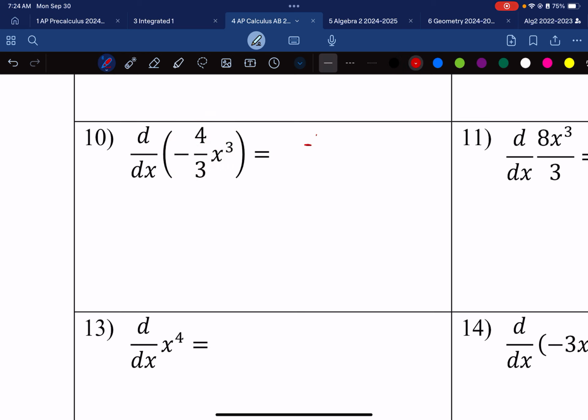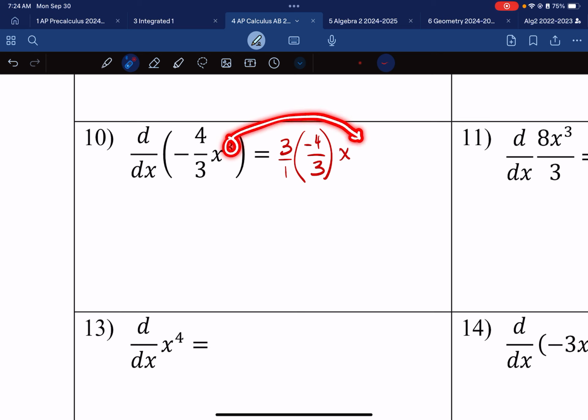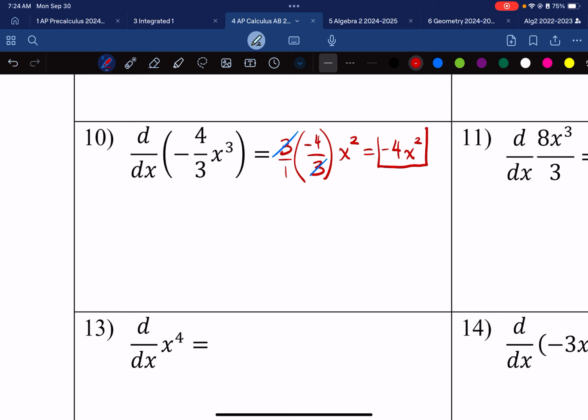So I'm going to say I had a negative 4/3 here. It doesn't matter if the negative's on the top or the bottom. I'm just going to leave it on the top for now. And then I'm going to be multiplying by a 3 as well, technically a 3 over 1. And I have an x that went down from 3 to 2, so power of 2. And again, the 3's will cross cancel, leaving behind a negative 4x squared. But hopefully you're starting to be able to get that on your own all in one step.